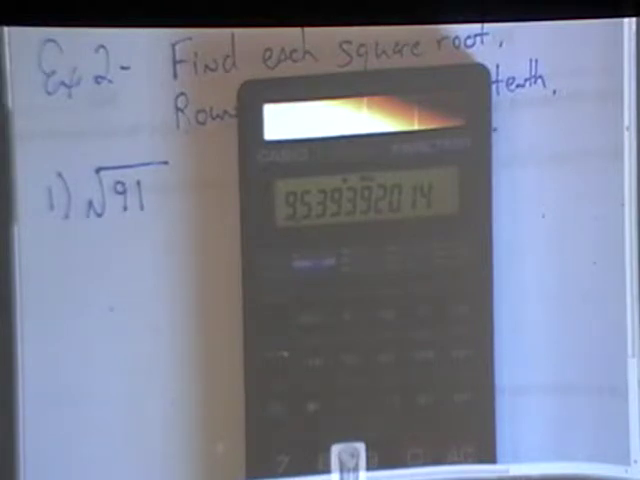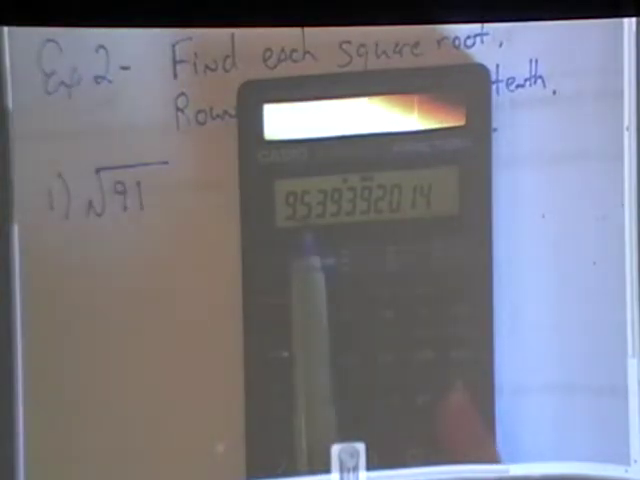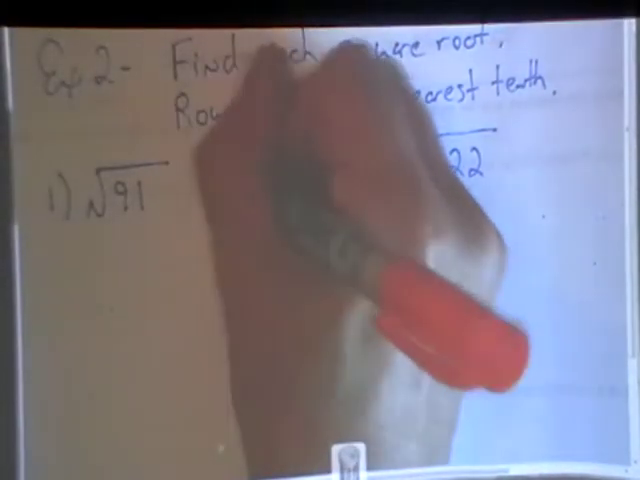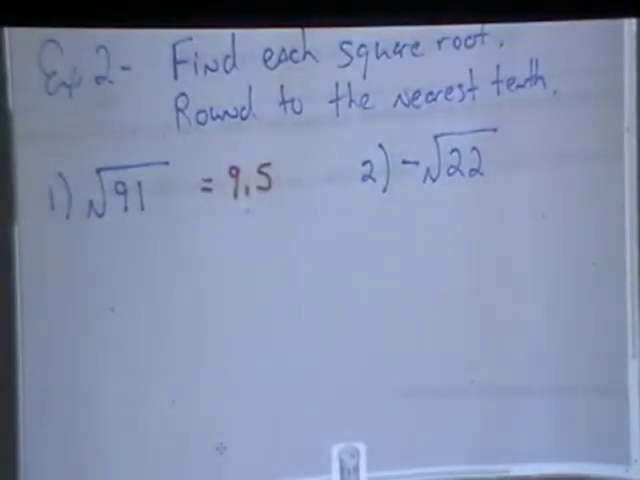Alright, so we're rounding to the nearest tenth. So in my tenths place is a 5. I look one behind it, it's a 3. Is the 3 high enough to change the 5? Nope. So my answer is 9.5. So these are just as simple as typing them into your calculator and taking the square root.